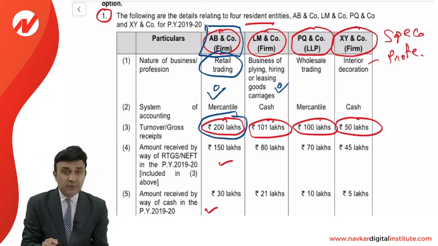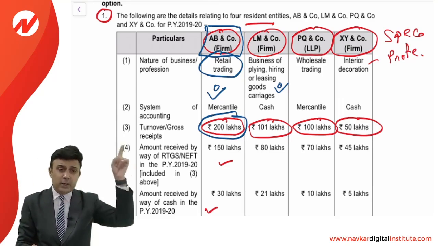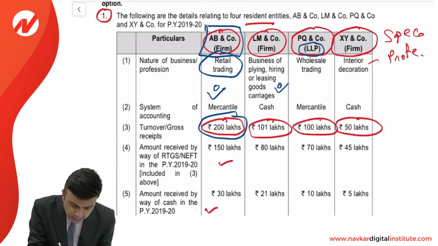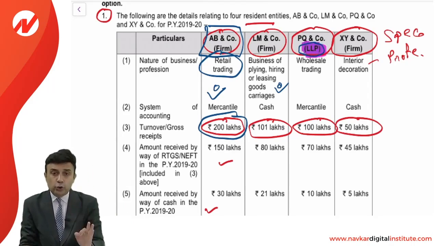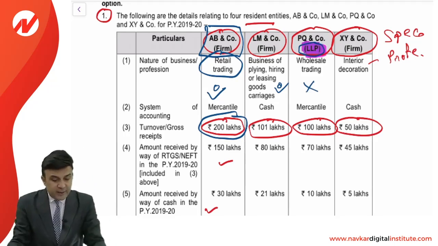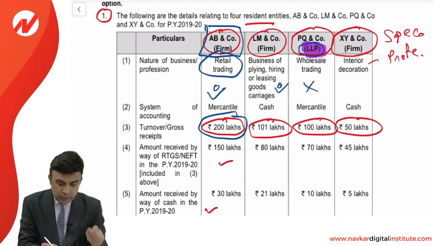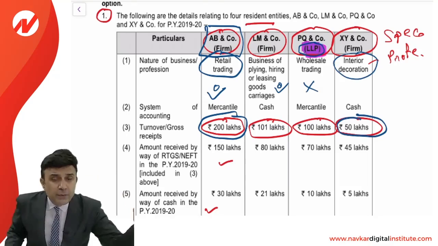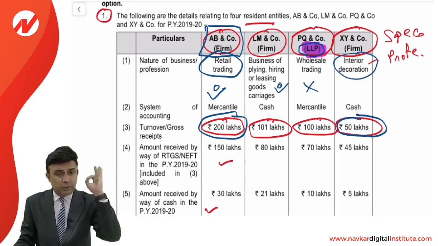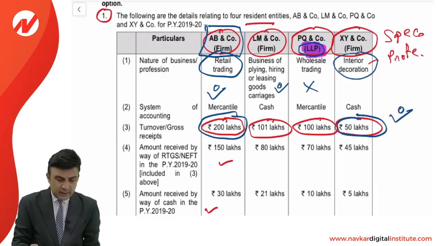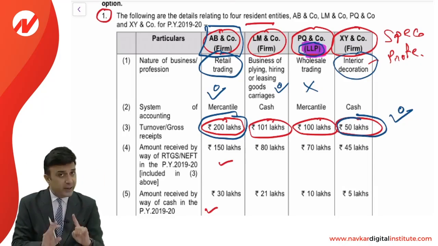Third, PQ and company an LLP which is into the wholesale trading. Wholesale trading means you are about to go to 44AD, but 44AD does not welcome the LLP, and as 44AD doesn't welcome the LLP, due to the assessee being an LLP, can the assessee be eligible for presumptive tax system? No. Friends, XY and company, a partnership firm which is into the interior decoration business and having turnover exactly 50 lakh. If it would have been more than 50 lakh, it cannot go to 44ADA, that is presumptive. But if it is exactly 50 lakh, yes, it would be open for them to go to 44ADA, that is the presumptive tax system.